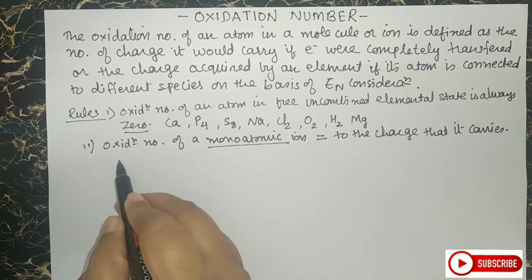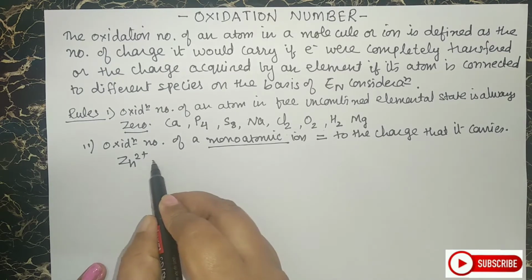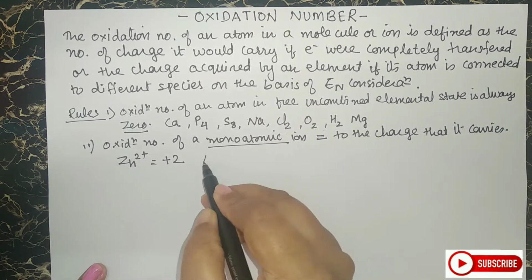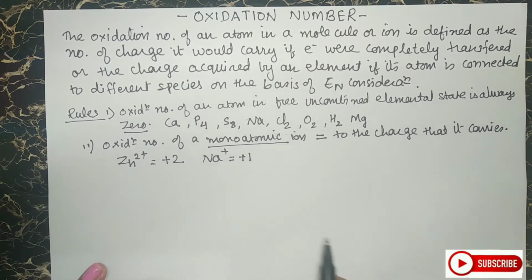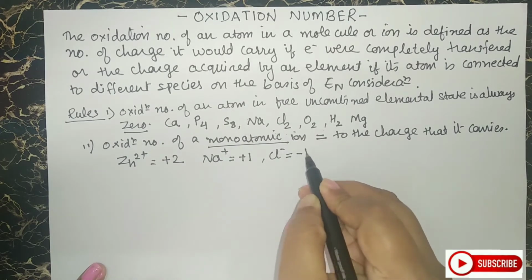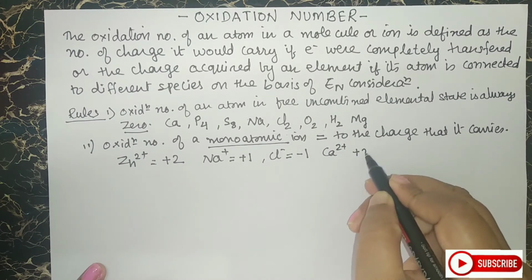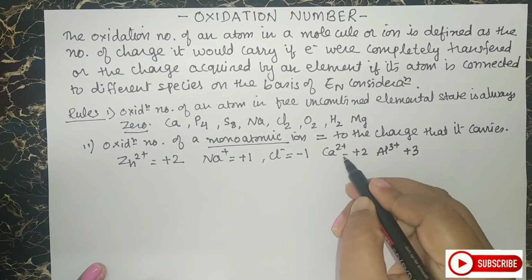Now let us say, for example, I write zinc ion, that is Zn2+. Now this is a monoatomic ion. The charge that the ion is carrying is +2. So the oxidation number for this particular ion is +2. If I write sodium as Na+, then its oxidation number is +1. You have to write the oxidation number along with its sign. If I write Cl-, then its oxidation number will be -1. If I write calcium, that is Ca2+, it will be +2 oxidation. Aluminium in this form, then its oxidation number will be +3. So this is what it means.